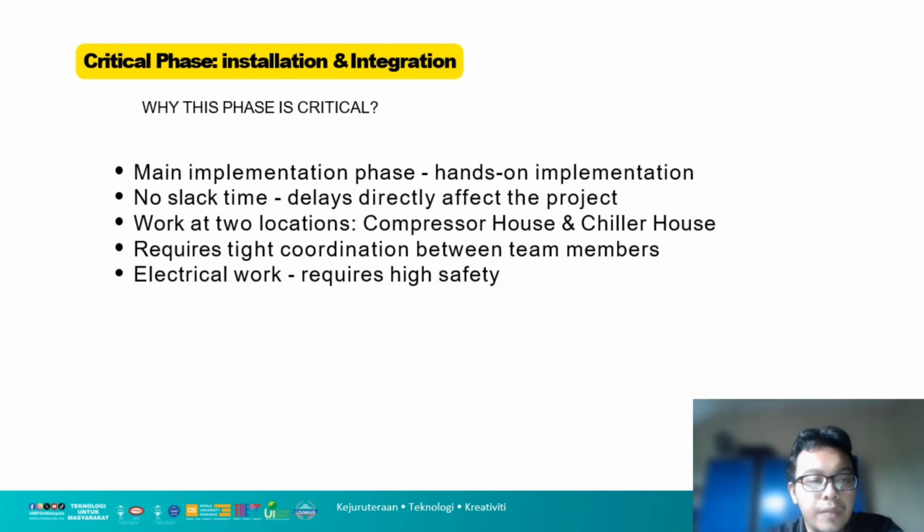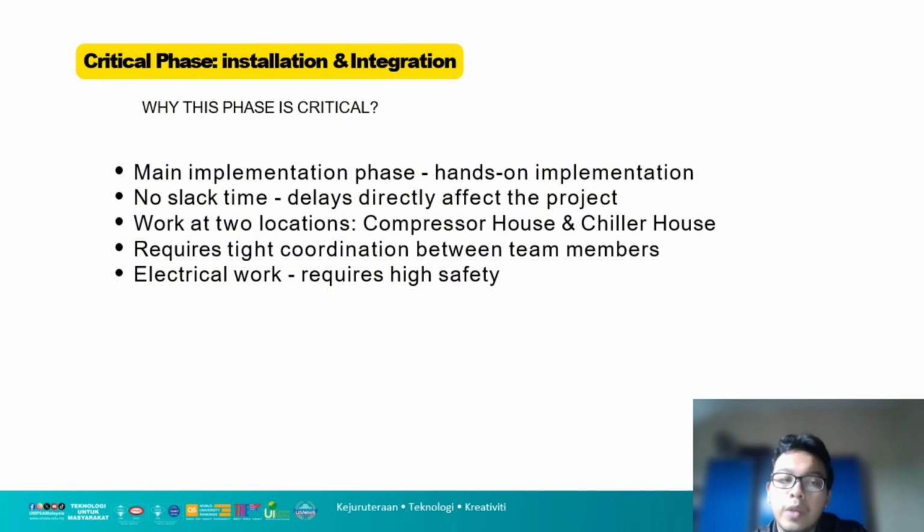Now we move on to critical phase 2, which is installation and integration, and it takes 7 days. In this phase, the following activities are carried out. Number 1, the installation of monitoring equipment in the compressor house. 2, the installation of monitoring equipment in the chiller house. Number 3, the integration and configuration of all devices to ensure proper communication and accurate data collection. This phase lies on the critical path with no buffer time. Any delay in installation will directly delay the overall project completion.